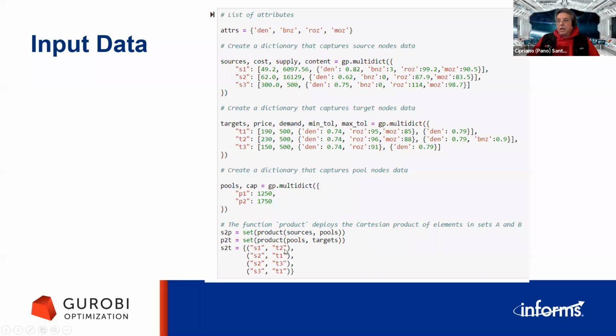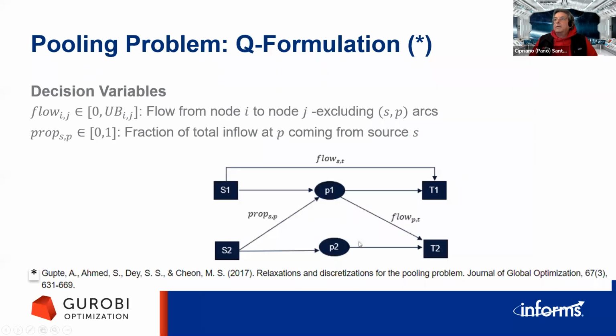So here we don't have the cross product, so we define the tuples that will have flows associated with them. And let me explain the decision variables. We are going to use a formulation called the Q formulation, from a paper by Gupte, Ahmed, Dey, and Cheon. This is a great paper with several formulations, and this formulation is very efficient, creating a tight formulation that Gurobi can solve very quickly.